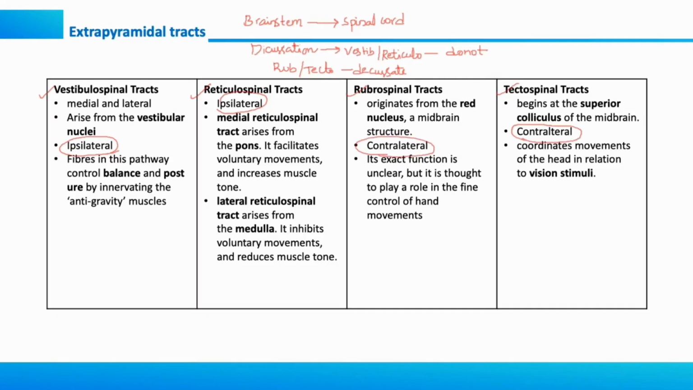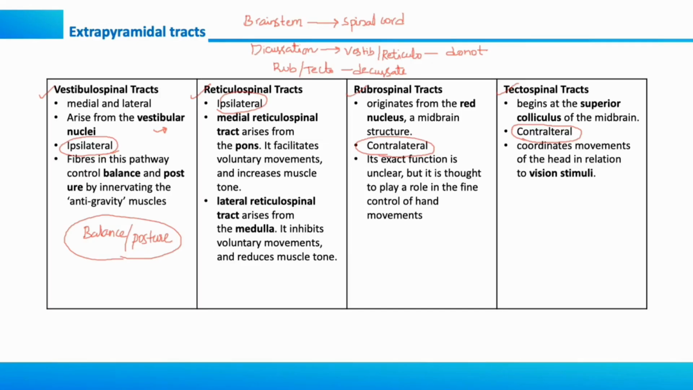We'll begin with vestibulospinal. Vestibulo, that means it arises from the vestibular nuclei. There are two types of fibers, medial vestibulospinal tracts and lateral vestibulospinal tracts. And what is the main function of this vestibulospinal tract? The fibers in this pathway help in controlling the balance and posture of the anti-gravity muscles. What are the anti-gravity muscles? They are flexors of the upper arm and extensors of the lower arm. So the main function of the vestibulospinal tract is controlling the balance and posture of anti-gravity muscles.